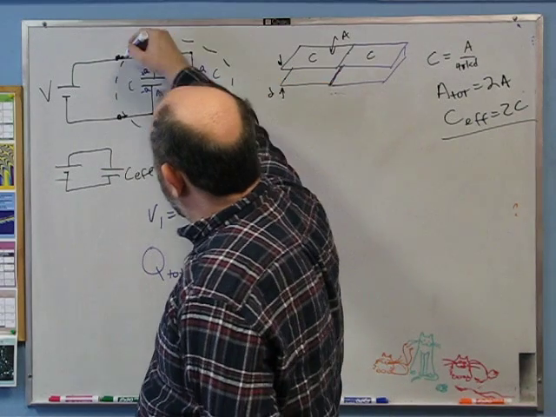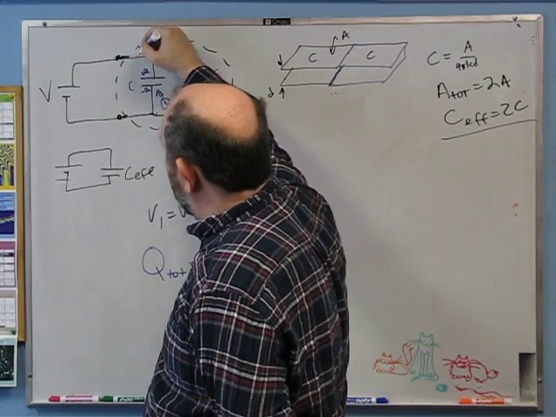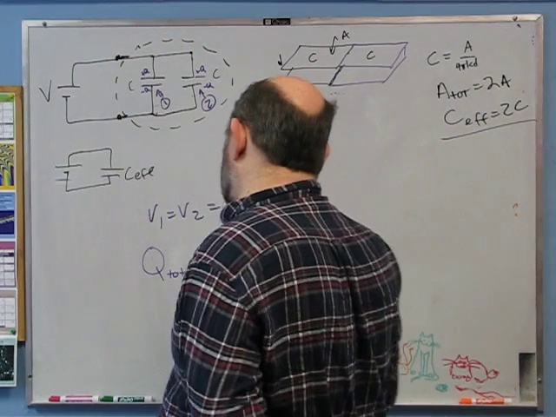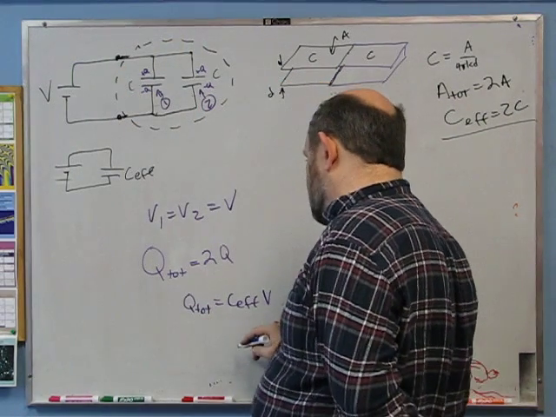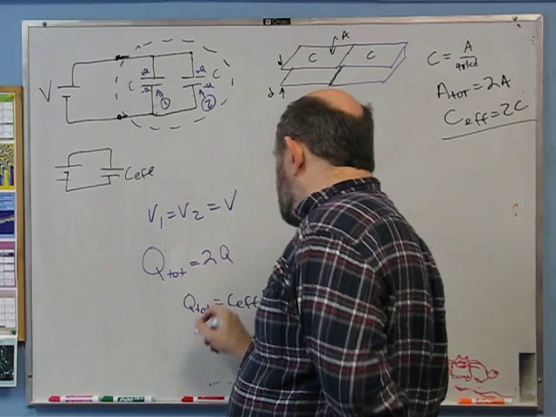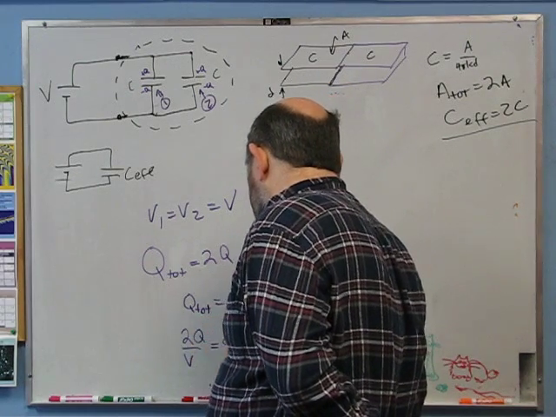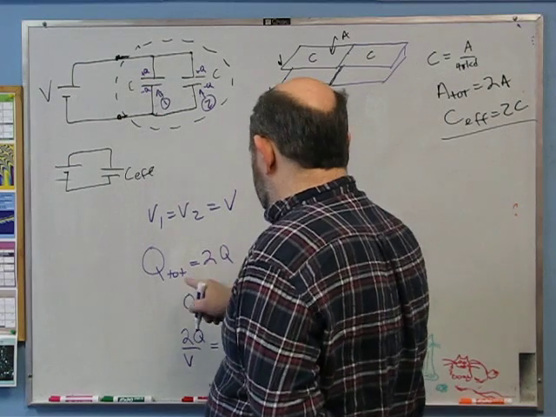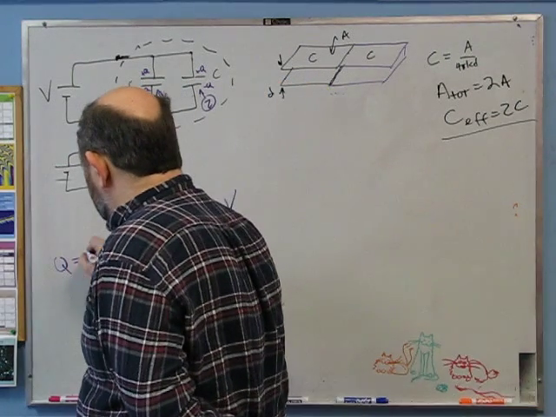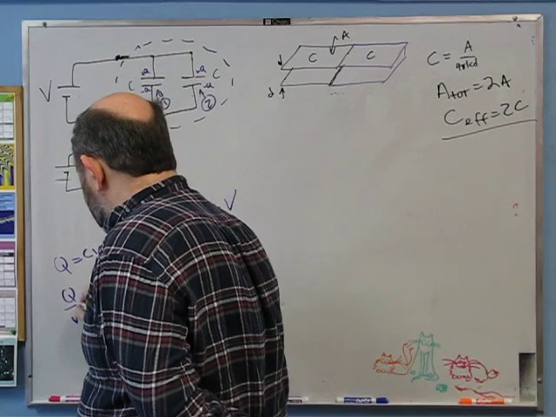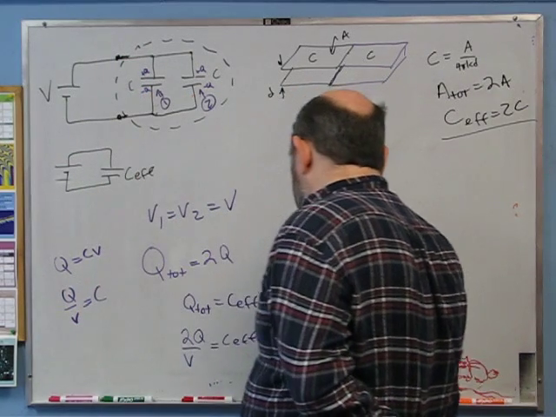That's from the point of view of the leads going in. It's like I sent this much charge through, and there's this much potential difference across it, so that's what this is going to be. All right, and since Q tot is 2Q, I know that 2Q over V is equal to C effective, but notice here that just by Q equals CV, Q over V is just C, so C effective is 2C.